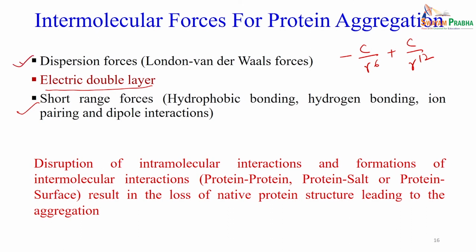So, here we will briefly discuss what the electrical double layer is. The disruption of intermolecular interaction and the formation of intermolecular interaction, whether between protein-protein, protein-salt, or protein-surface, result in the loss of native conformation of a protein, which leads to the formation of aggregates. So, these forces are long range van der Waals forces, short range forces such as hydrophobic, hydrogen bonds, ion-ion and dipolar interaction. Also, there is a role of the electrical double layer. So, what happens?